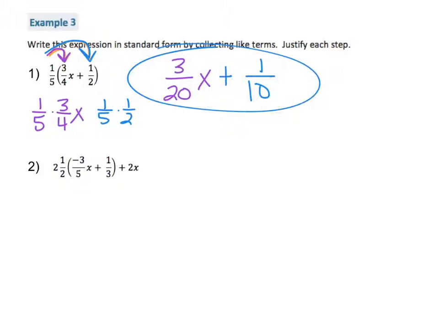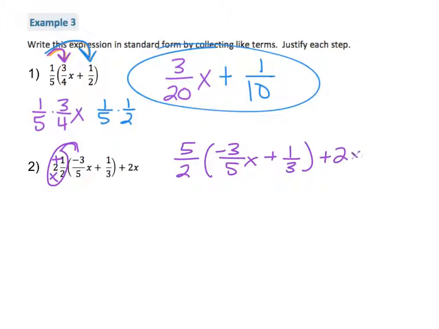In step 2, we're going to start the same way. Ooh, but notice we have 2 1/2. We can't work with that the way it is. So the first thing we need to do is change that to an improper fraction. So we're really dealing with now 5/2 times negative 3/5 x plus 1/3 plus 2x. Now we're going to start it the same way. We're going to start by distributing.